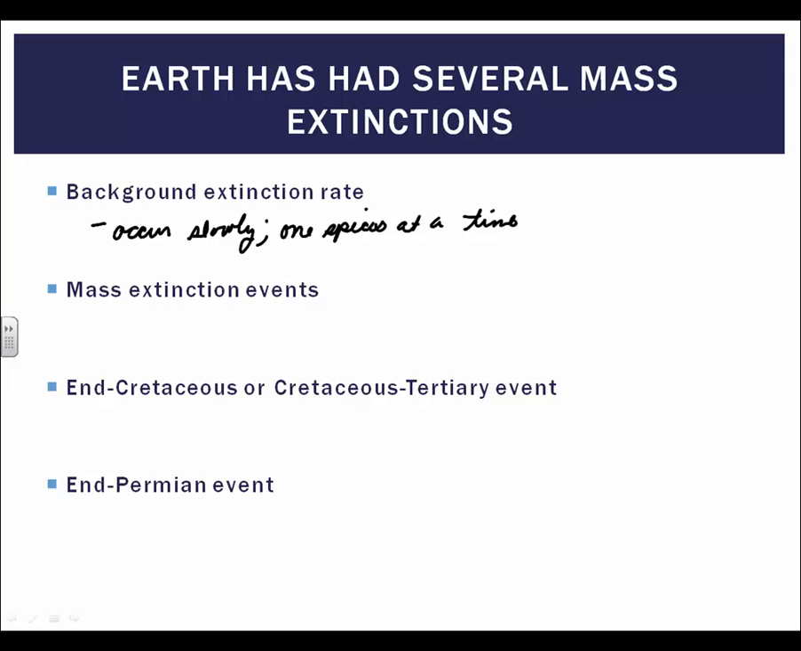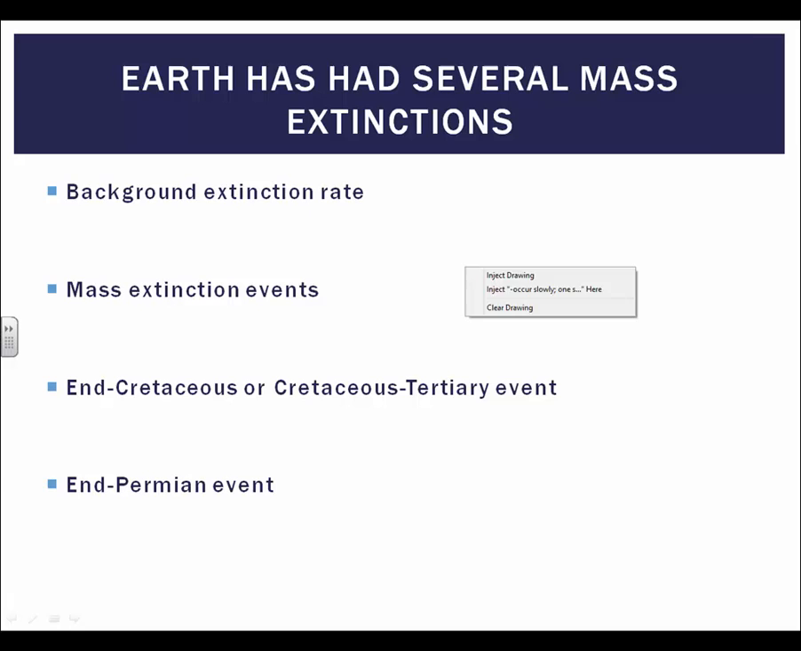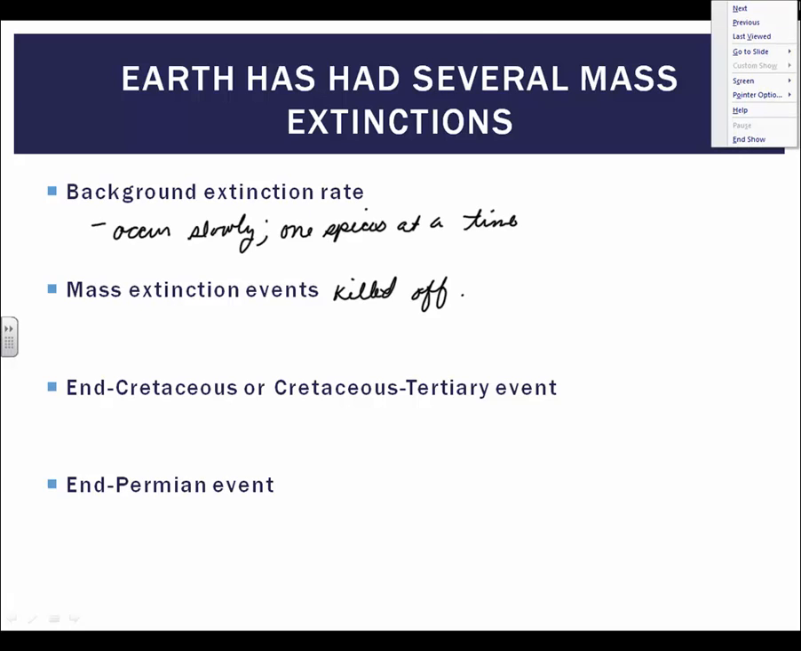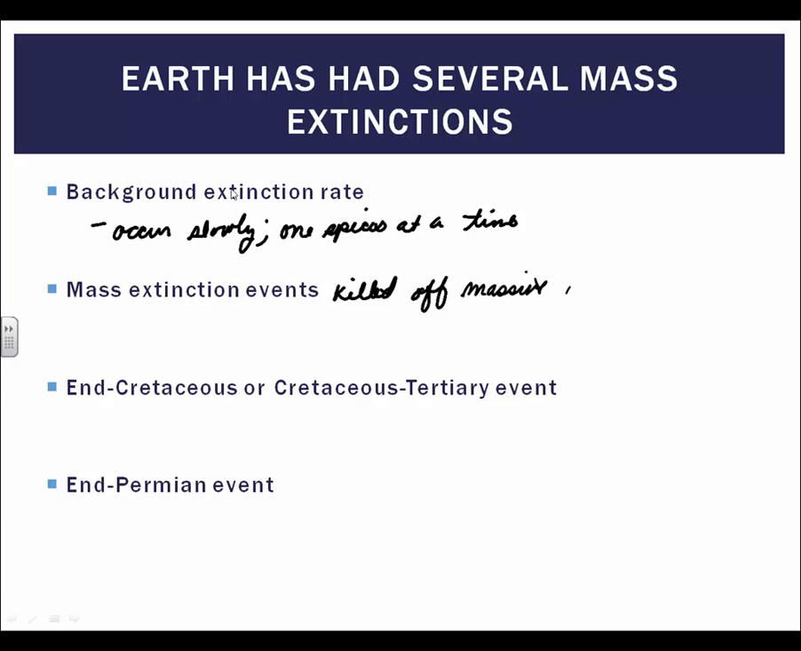So what's mass extinction? This is when species are killed off in massive numbers. Mass extinction events killed off massive numbers of species at once. This has occurred 5 times in our history, 5 times in the last 500 million years.